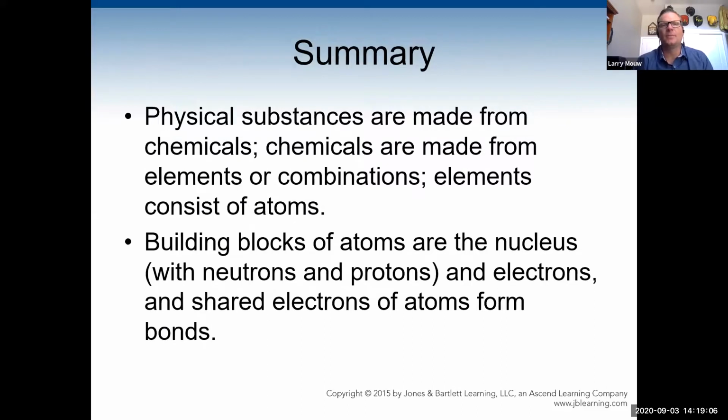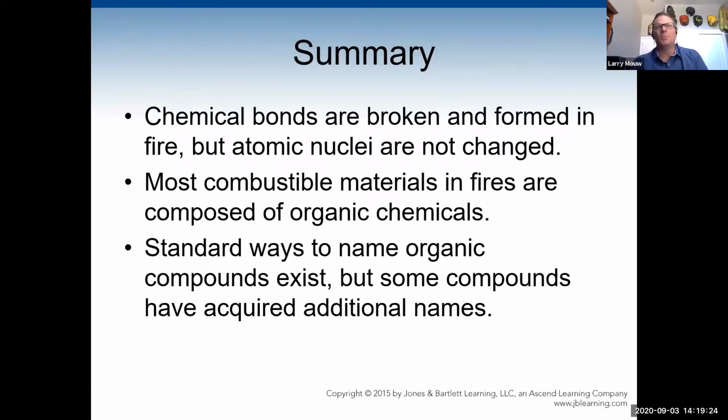So as we look at it, physical substances are made from chemicals. Chemicals are made from elements or combinations, and elements consist of atoms. The building blocks of atoms are in the nucleus, which is the neutrons and protons, and electrons, and the shared electrons of atoms form bonds. Chemical bonds are broken and formed in fire, but atomic nuclei are not changed.